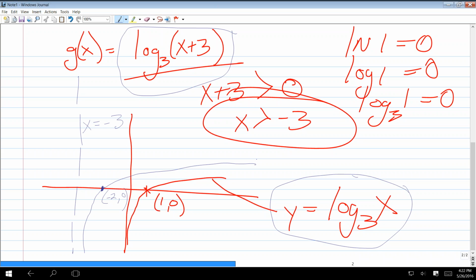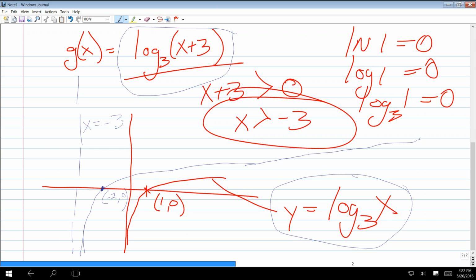The range, I know they didn't ask you this, but the range is negative infinity to positive infinity. In other words, clearly the blue line goes all the way to negative infinity. It keeps getting closer and closer to that vertical asymptote. And even though it looks like it flattens off here, it really doesn't. It keeps going up and up and up. So as x goes to infinity, g of x also goes to infinity.